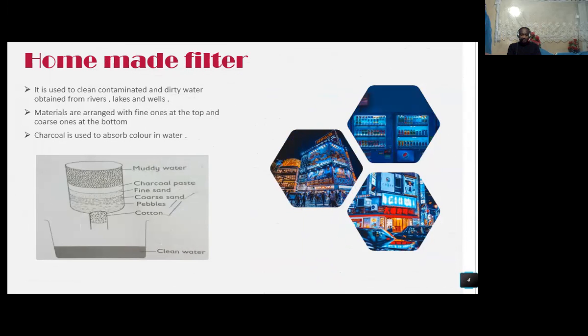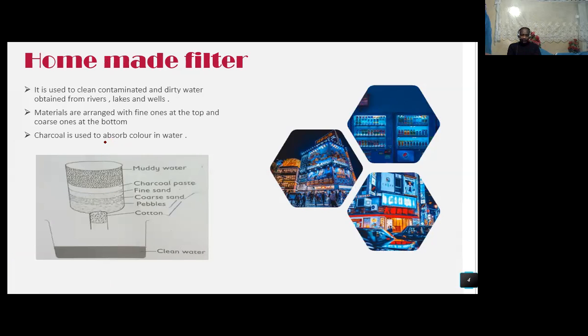Homemade filters. It is used to clean contaminated and dirty water obtained from rivers, lakes, and wells. Materials are arranged with fine ones at the top and the coarse ones at the bottom. Charcoal is used to absorb color in the water.